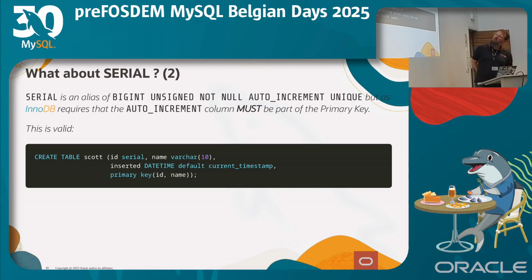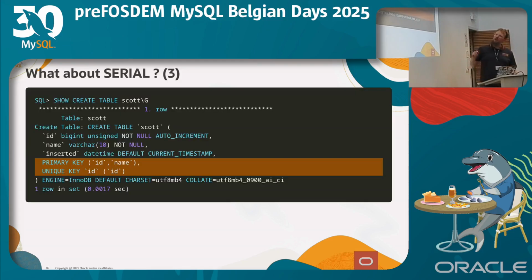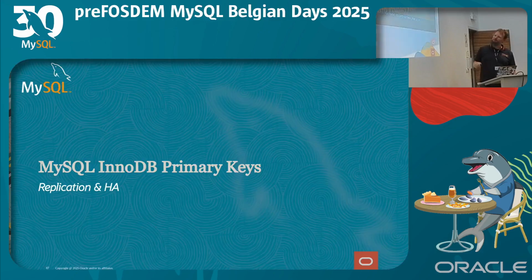So what I was telling here is that SERIAL is an alias of BIGINT UNSIGNED NOT NULL AUTO_INCREMENT UNIQUE. Right. The thing is that when we create a primary key like this, we still have the unique here.